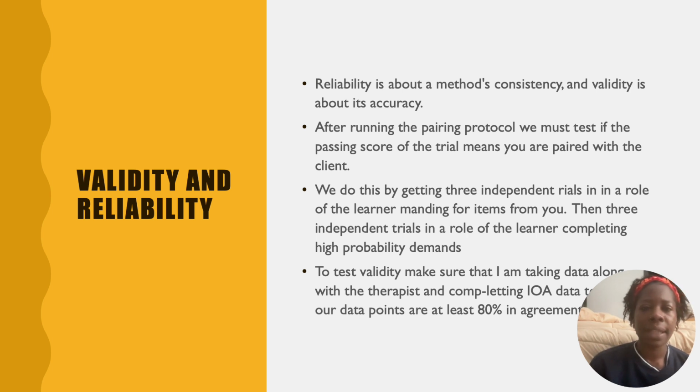So we do this by getting 3 independent trials in a row of the learner demanding for items from you, and then 3 independent trials in a row of the learner completing high probability demands. When I say in a row, I do not mean mass trialing. So you don't ask the client, what is it? What is it? What is it? You ask them, what do you want?